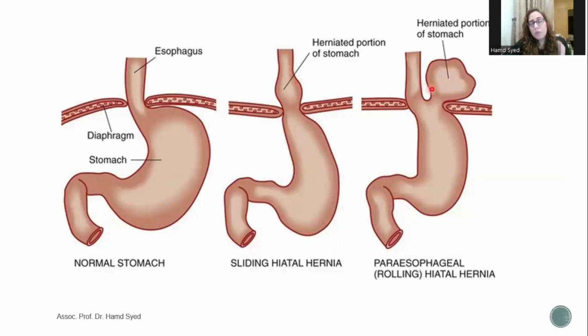The other type is the rolling type of hiatal hernia. Here the esophagogastric orifice is in its original location, but just adjacent to that, a portion of the stomach has herniated into the thoracic cavity. This is the rolling type of hiatal hernia, also known as paraesophageal hernia.